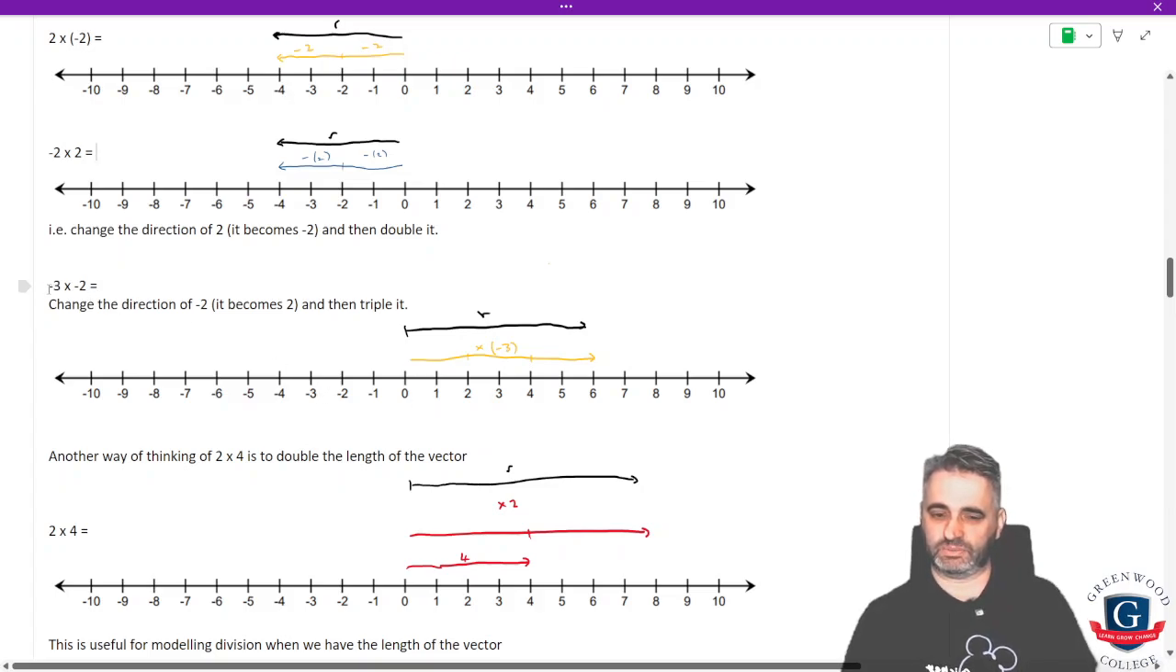So we triple the minus 2 vector and then change the direction of it. Or we change the direction of the minus 2 vector first and then triple it. Yeah, this gets confusing when trying to think about it. We start with the minus 2 vector to get to here. Then we change the direction of it, it's going this way. Then we multiply it by 3, and we get to here, which is 6.